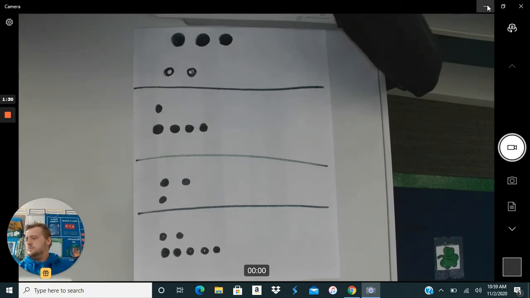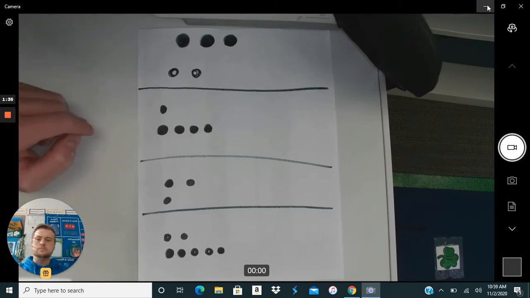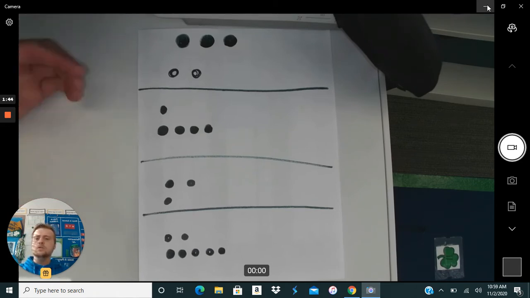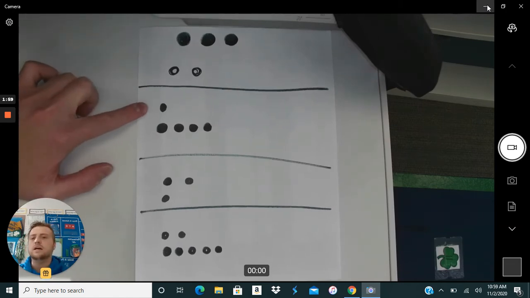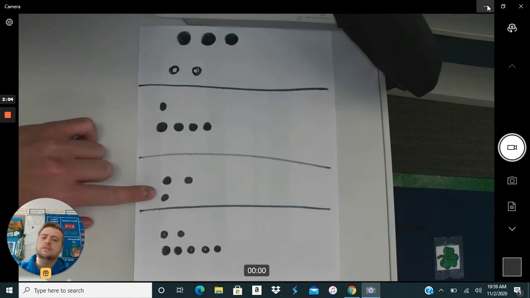Can someone tell me how many dots we see in this box? Awesome job. We have 5 dots. And just the same way, how do we see 5 dots? I'll give you a few seconds to think about it. Awesome. So someone said that we have 1 dot up here and we have 4 dots down here. Alright, the next one.